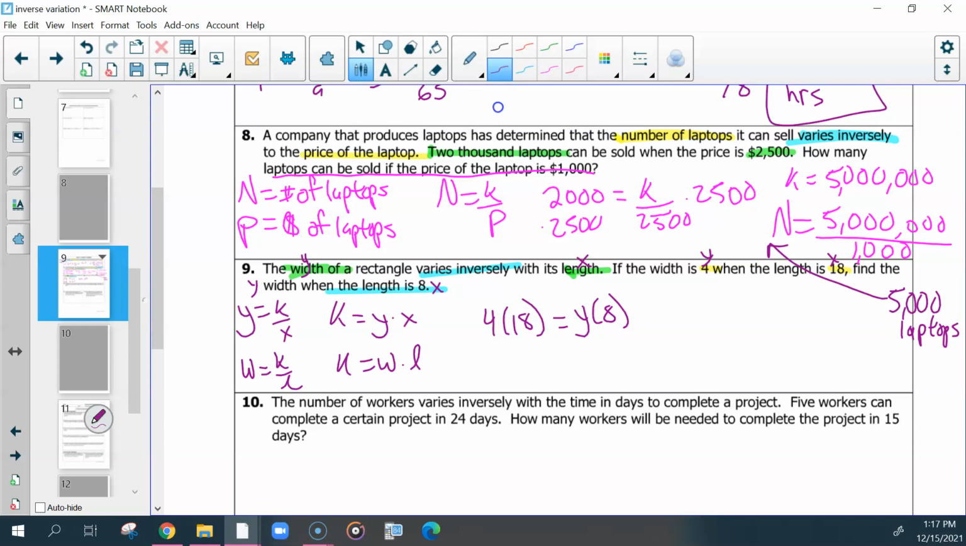And then we would solve 4 times 18, we get 72, so that would be our constant, k. Divide both sides by 8, and y would equal 9. This doesn't have inches, centimeters, anything like that, so we could just say 9 units. So again, if you like that method, you could definitely use that method. Or if you like the other one, you can use that one.